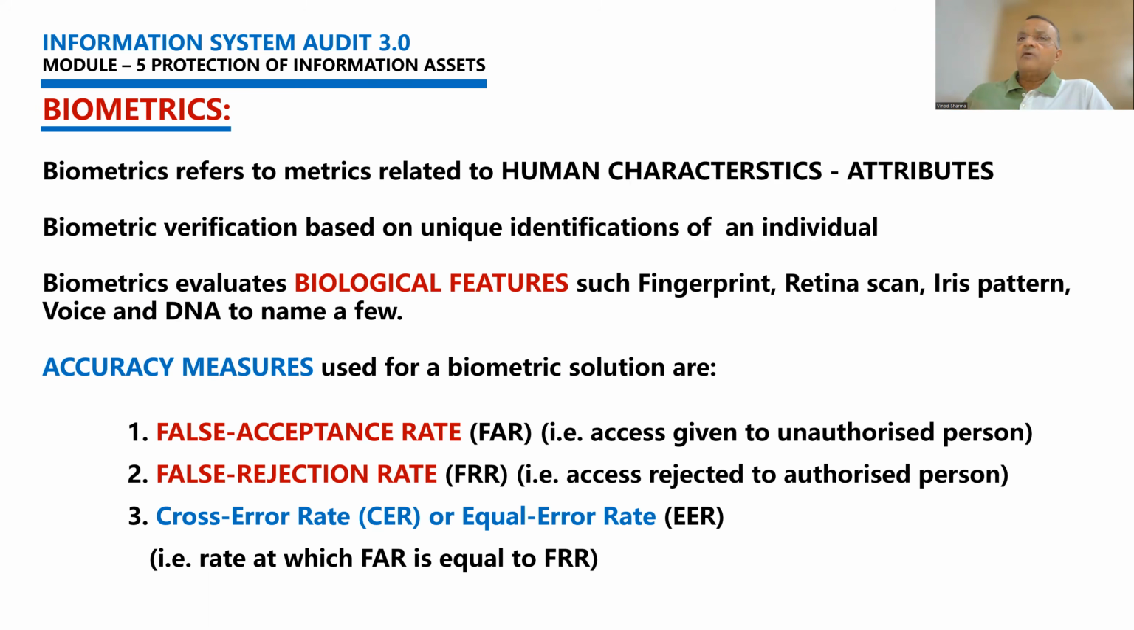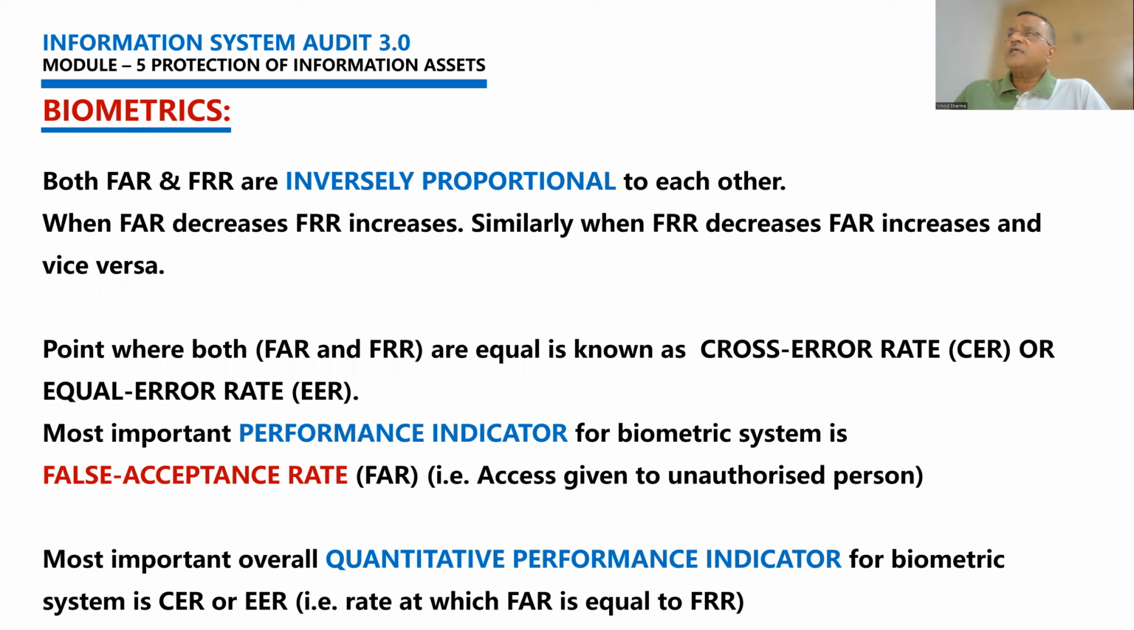We'll talk about it more. Now, both false acceptance rate and false rejection rate are inversely proportional to each other, which is quite obvious. If you find that the false acceptance rate decreases, I mean, it is going down, that means the system is working properly and it is not giving access to the people who are not registered.